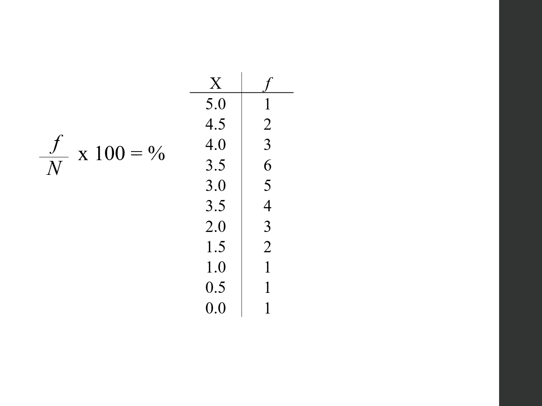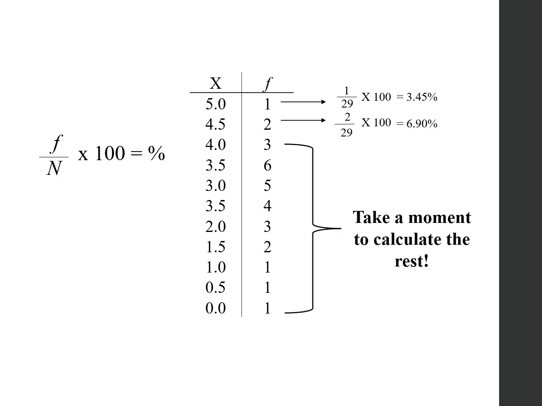Taking this first score, 5 comes up 1 time. The frequency, 1, divided by the total sample size, 29, times 100 is about 3.45%. The next number, 4.5, comes up twice. 2 divided by 29 times 100 is 6.9%. Go ahead and take a moment to pause the video and calculate the rest. The answers will be shown in 5 seconds.